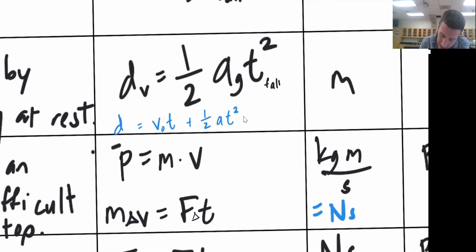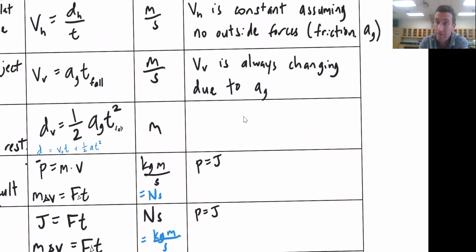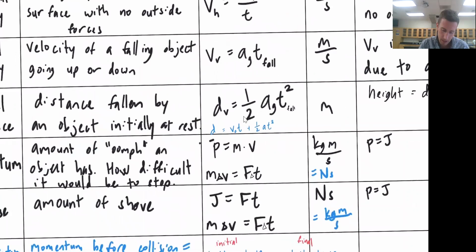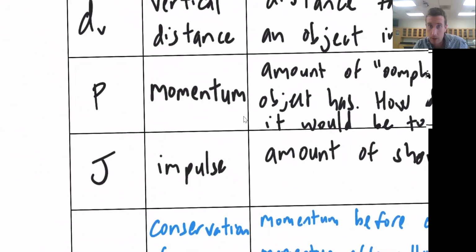Yeah. It's a distance, so the unit is in meters, and really nothing to know about vertical distance. It's how high. I guess we could also say that a note is that it is also called height. So height is equal to vertical distance. Just different word.